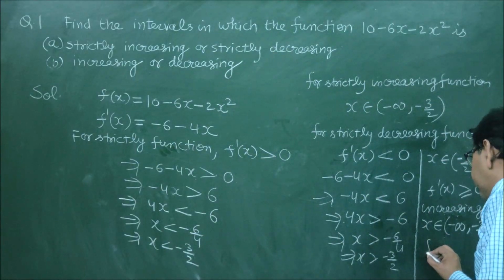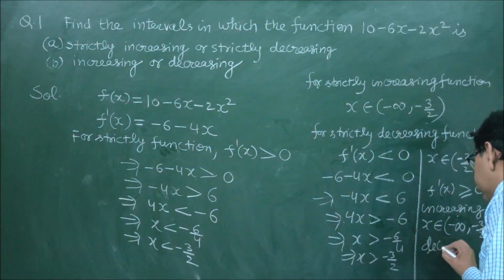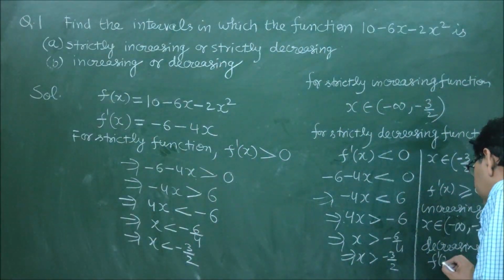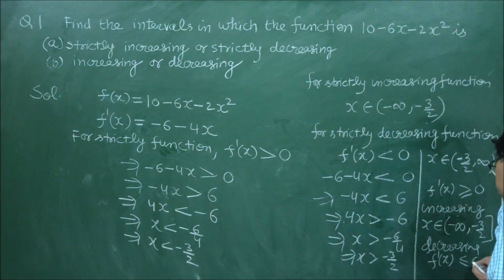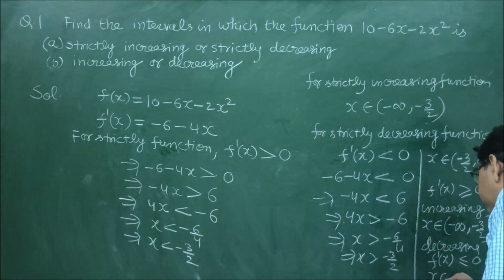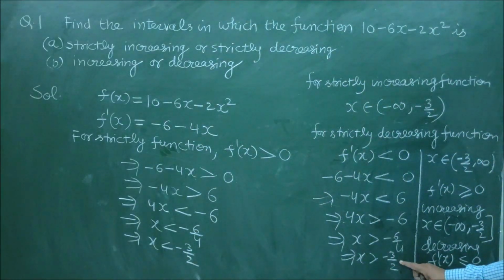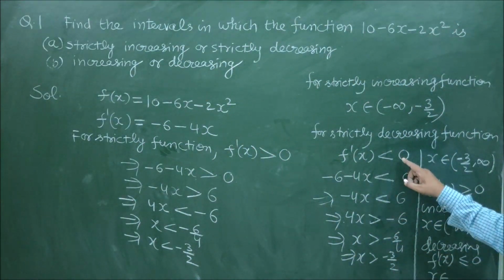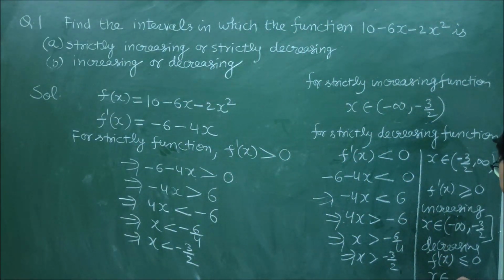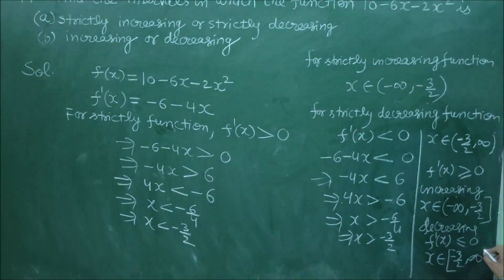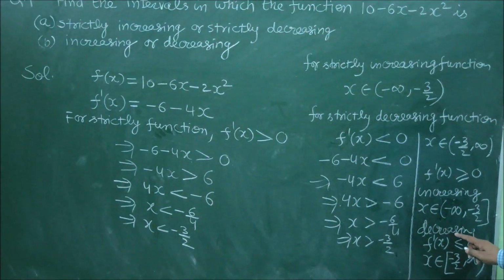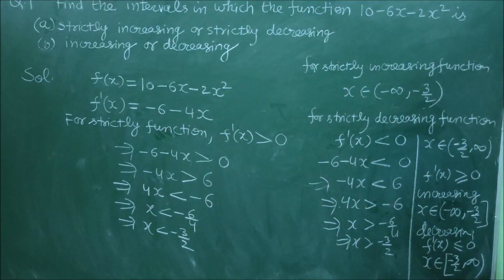And for decreasing function, f'(x) is less than or equal to 0, so that is x belongs to, here equal to will also be there, because x equal to -3/2 will make f'(x) equal to 0. So x belongs to the closed interval -3/2 to infinity. So in this interval the function is decreasing.